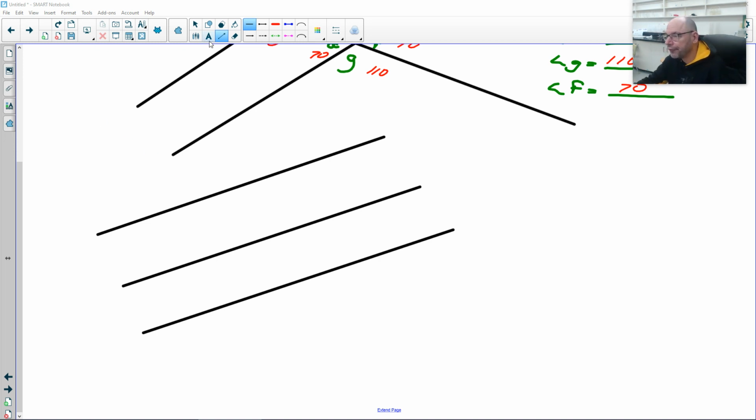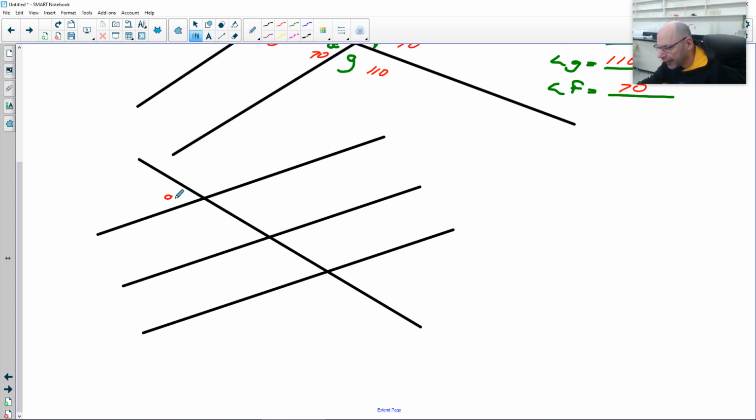So if we're going to do three of them here, okay, if we have three parallel lines like this, and let's say that this is A, B, C, and D, and you know that this one here is 68 degrees. So finding those four in there.